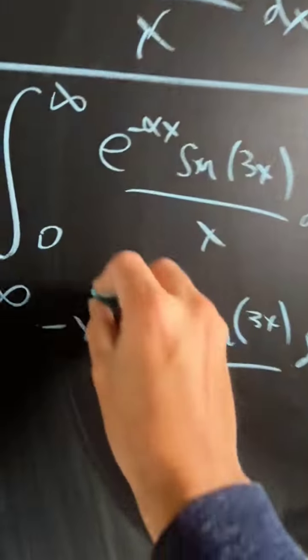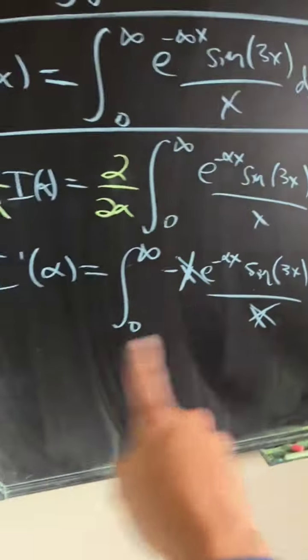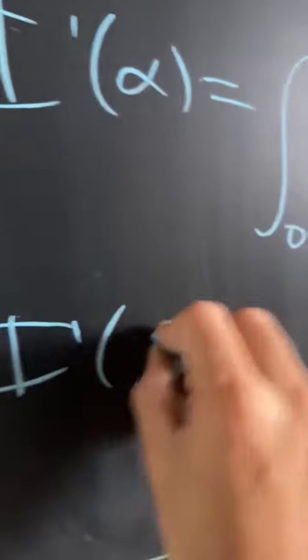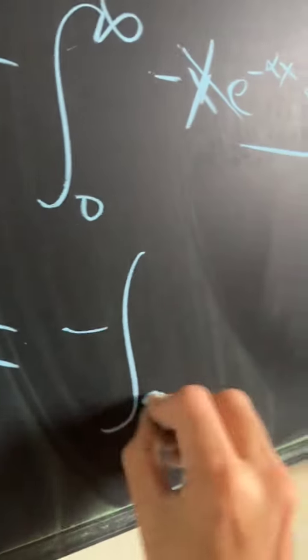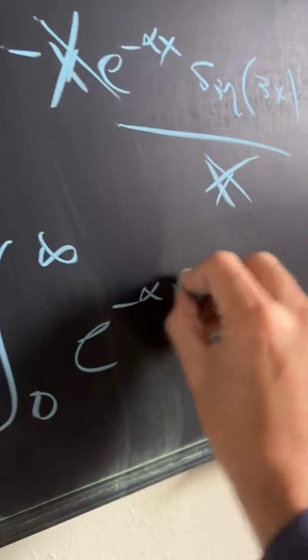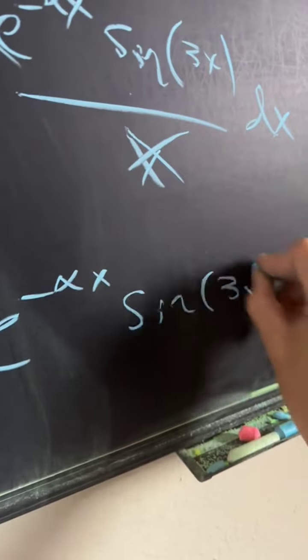Okay, so the reason why we did this is so that these x's can cancel out, so this negative can go on the outside. So we have I prime of alpha equals negative the integral from 0 to infinity of e to the negative alpha x sine of 3x dx.